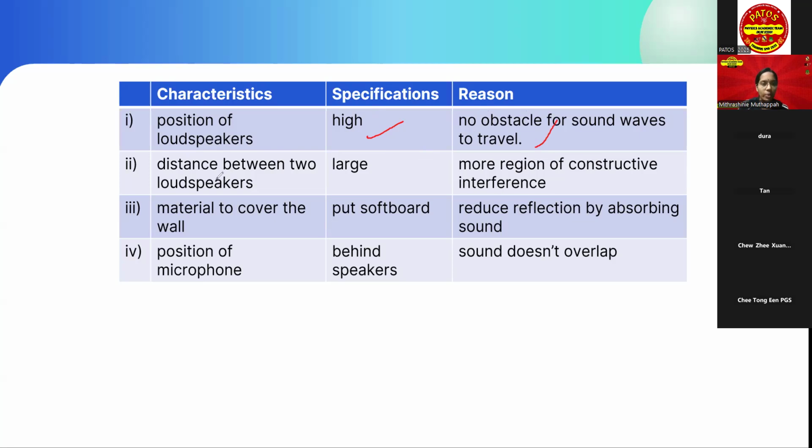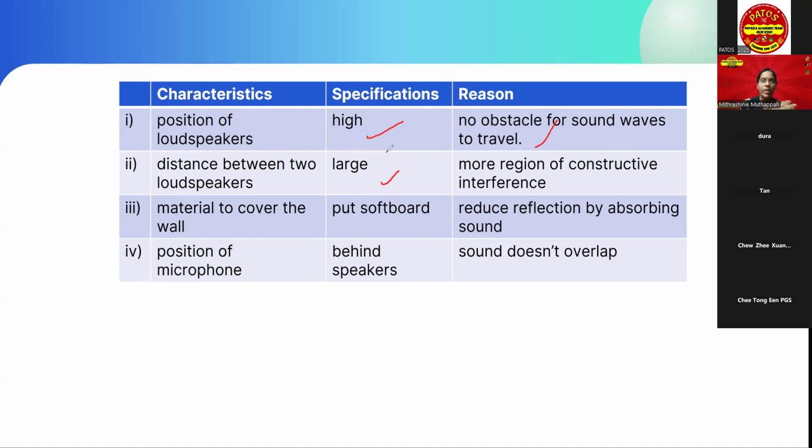And then the next one, we have distance between two loudspeakers, which is large. With a large distance between two loudspeakers, we will get more regions of constructive interference. Just like I said just now, when the distance between these two speakers is large, there will be more area covered by the sound region traveling.